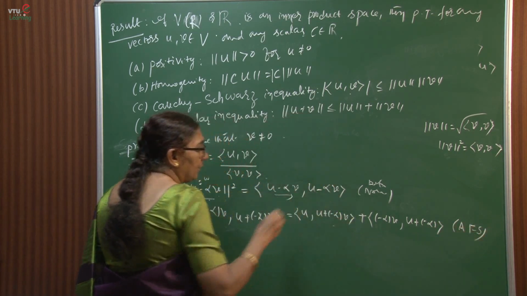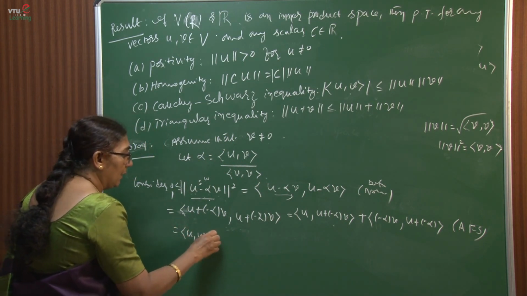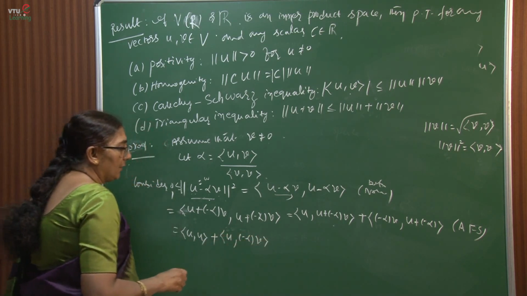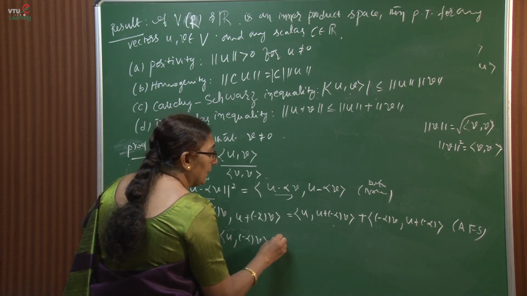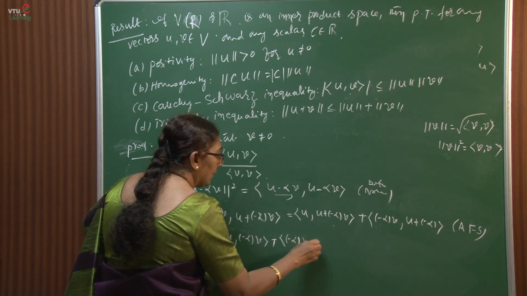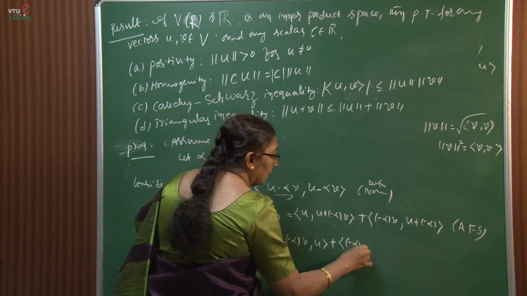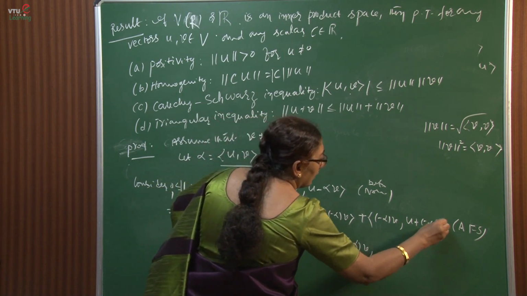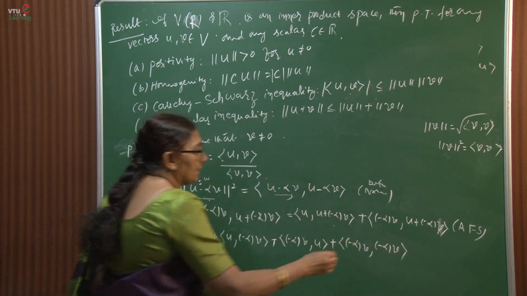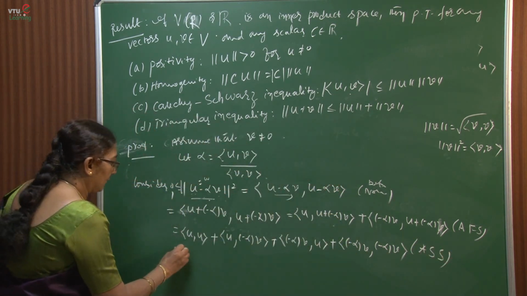Move to additivity of the second slot. What do we get? Inner product of u comma u plus inner product of u comma minus alpha v. And then similarly, additivity of the second slot: inner product of minus alpha v comma u plus inner product of minus alpha v comma minus alpha v. This is additivity of the second slot. Now I have to simplify that.